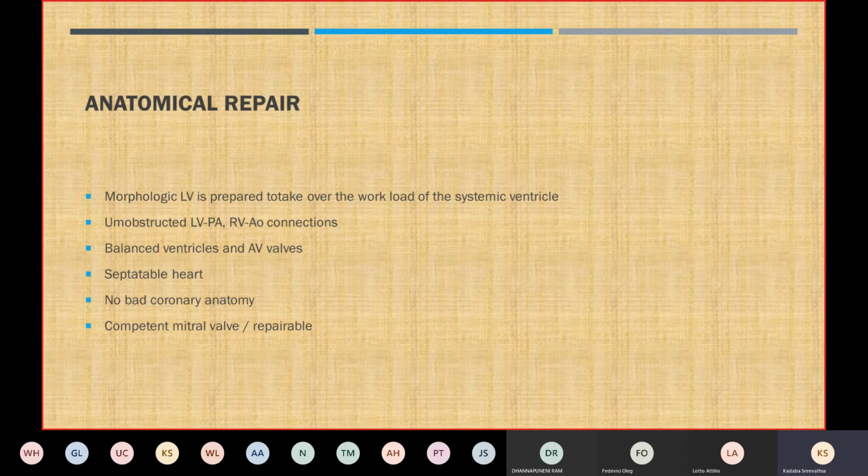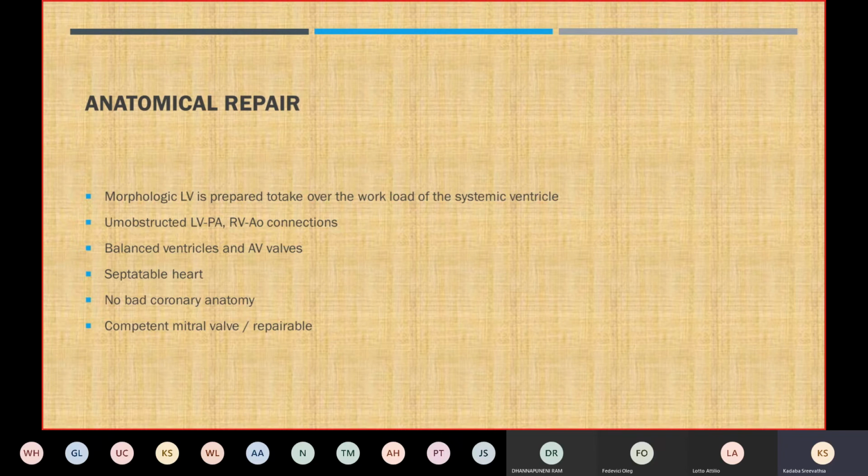Because the morphological left ventricle is better prepared to take the systemic load after the surgery, and is less liable to fail over the long-term duration. However, we are not very sure about this outcome, as the long-term outcomes of anatomical repairs are not yet available in large numbers.